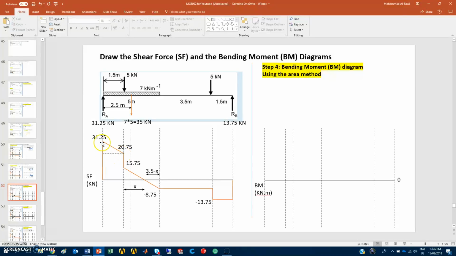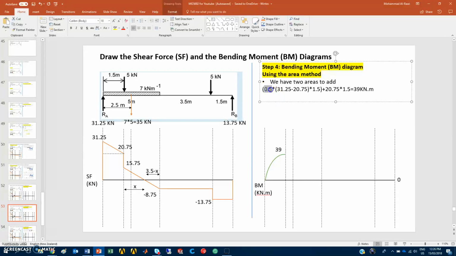To find this one, this height is 31.25 minus 20.75, and then you find the value and apply it. So half the base, 0.5 times 31.25 minus 20.75, times the width, which from that distance is 1.5. That's the area for the first triangle, plus the rectangle 20.75 times 1.5. You get a value of 39 kilonewton meters. So I put the BM in kilonewton meters, I put the number 39 here.